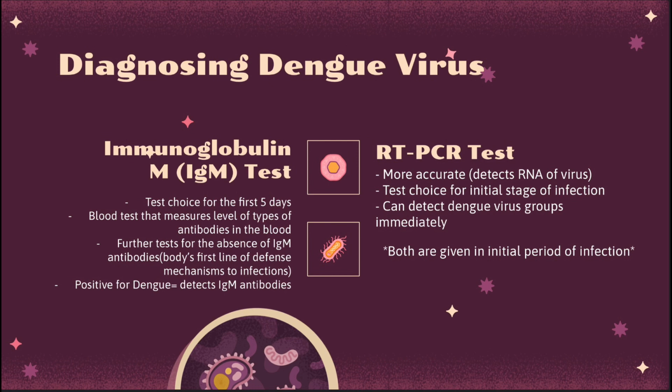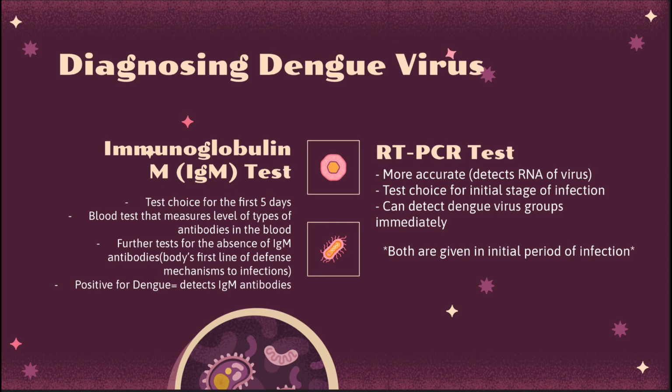It's good to take into account that both of these tests are given in the initial period of the infection. The two tests include the IgM test, or immunoglobulin M test, and this is a test choice for the first 5 days. It's a blood test that measures levels of types of antibodies in the blood, and with further testing, it tests for the presence of IgM antibodies, which are the body's first line of defense mechanism to infections. Now, if you are positive for dengue, the test detects the IgM antibodies.